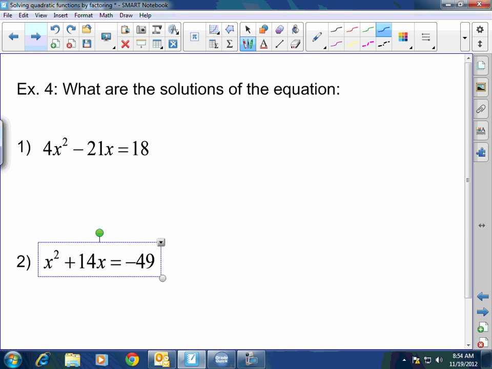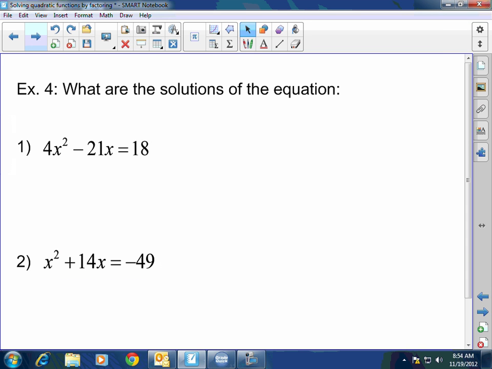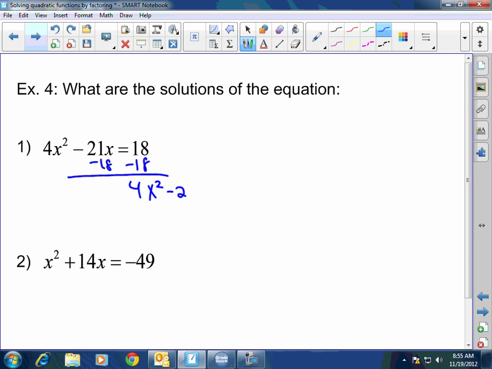Okay, now, what are the solutions of these equations? All right, a little tougher now. Can I do anything with this in this format? First of all, no. What do I got to do first? That's right. You always got to put it in standard form. Great job, guys. So you're going to subtract 18 from both sides. So I'm going to have 4x squared minus 21x minus 18 equals 0.